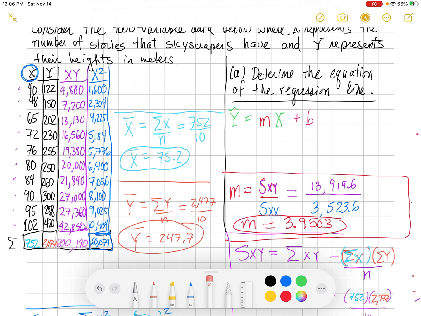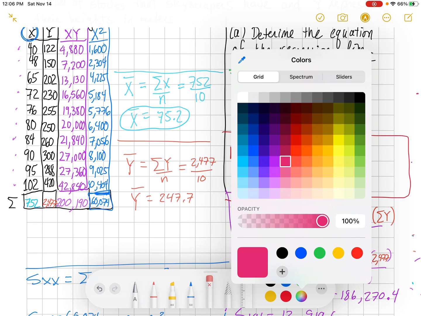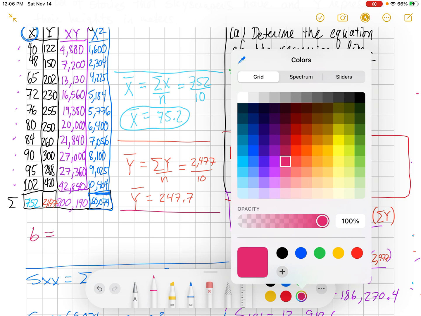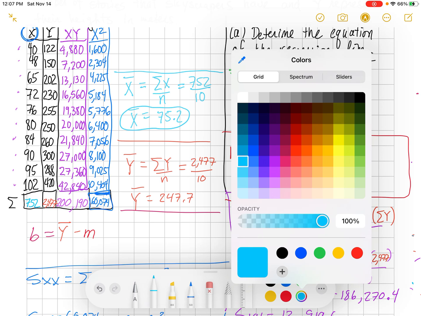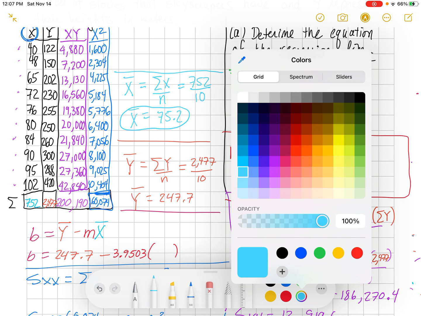So we're going to plug those into the formula for b. Let me rewrite my b formula. I didn't give myself enough space here. So b, we said, is y bar minus m x bar. Let's see if we can plug in. b equals, what was y bar? 247.7. Minus m, which is 3.9503, times x bar. What was x bar? 75.2.